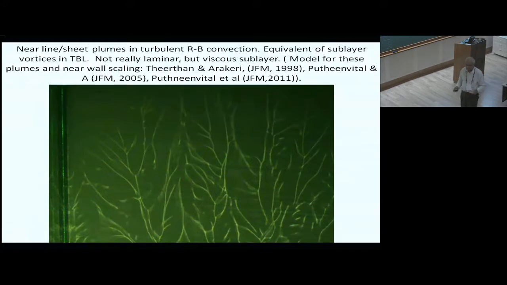And what I was mentioning earlier is that this is the basic structure next to the wall, and it's equivalent to those of you who are familiar with turbulent boundary layers or turbulent pipe flow. The near wall structures are essentially the sublayer vortices. So for a long time people called that the laminar sublayer, but that is again a wrong terminology. It is actually a viscous sublayer and it is turbulent.